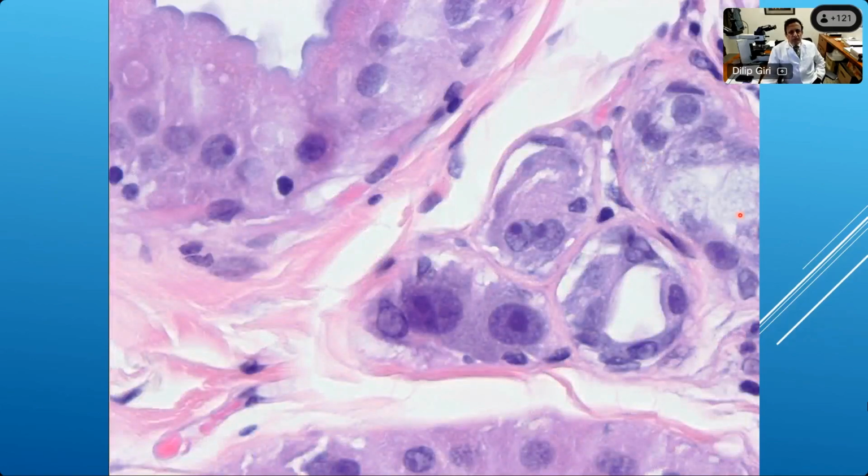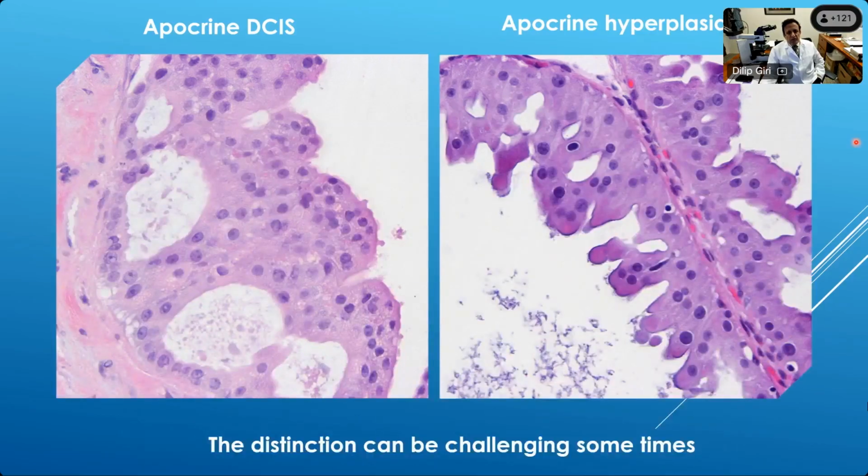Unfortunately, sometimes the apocrine cells can look quite nasty, with large nucleoli, even when they are benign. And as you can see here, in these two slides, one of them is benign apocrine hyperplasia, and this is like DCIS. Now, this can be really problematic, even for experienced pathologists, to make that distinction when it comes to apocrine lesions. Is this benign or is this malignant?